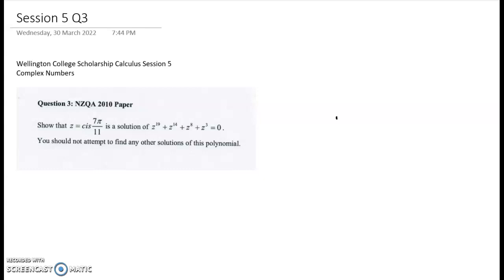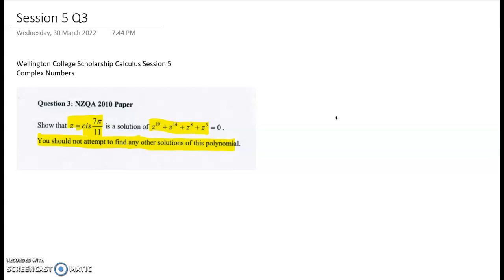This one is one where we're given z is equal to a polar form complex number, so z is equal to this, and we have to show that it's a solution of this polynomial. Now we're told that we shouldn't attempt to find any other solutions of this polynomial. Usually I really like the hints that they give in scholarship exams. I think this one actually sets you off not seeing the easiest way to do this question.